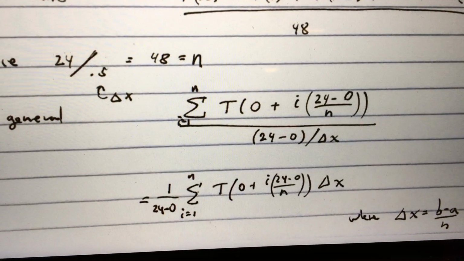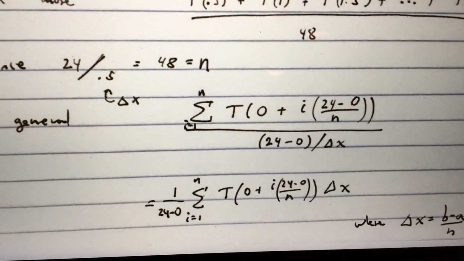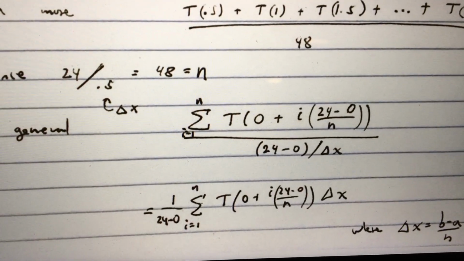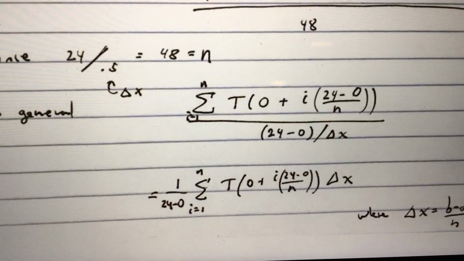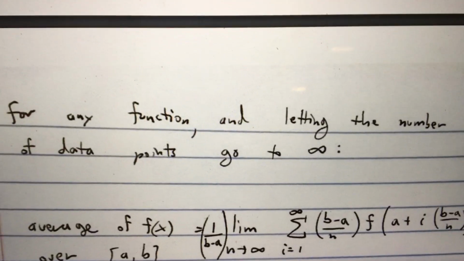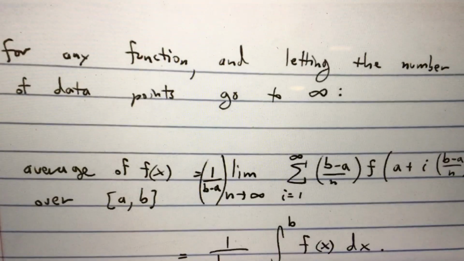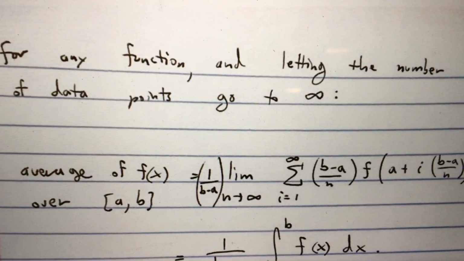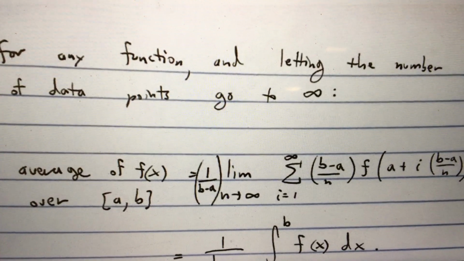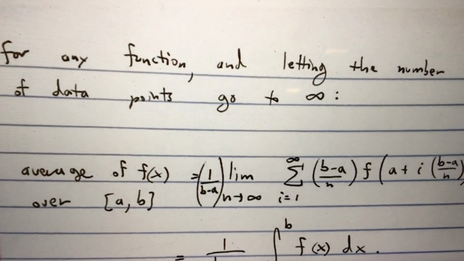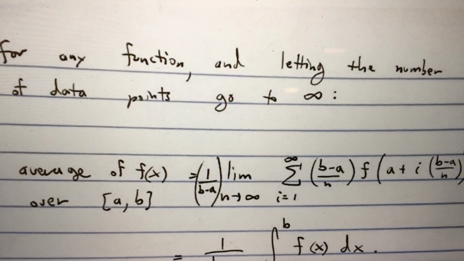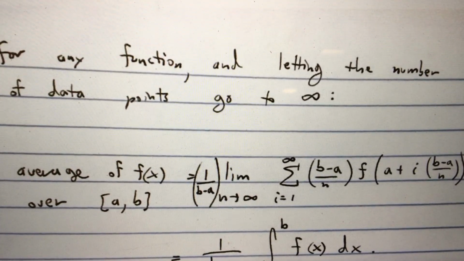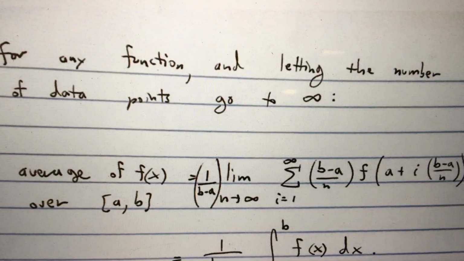And so now, if you remember Riemann sums from Calculus 1, this starts to look like an area. It starts to look like the area under a curve. So here's how you do that. For any function and letting the number of data points go to infinity, you can write the following. The real average of f of x over the interval from a to b. So this would be the true average where you have an infinite number of data points. Well, that means I'm going to need a limit as n goes to infinity.